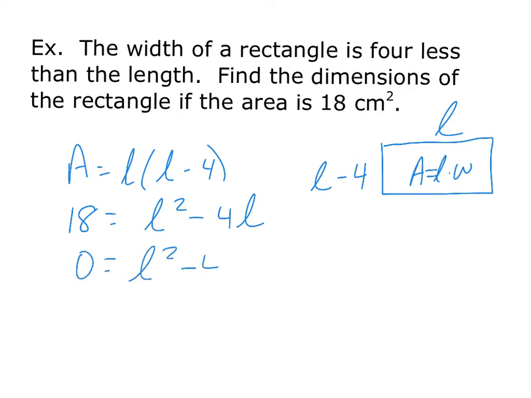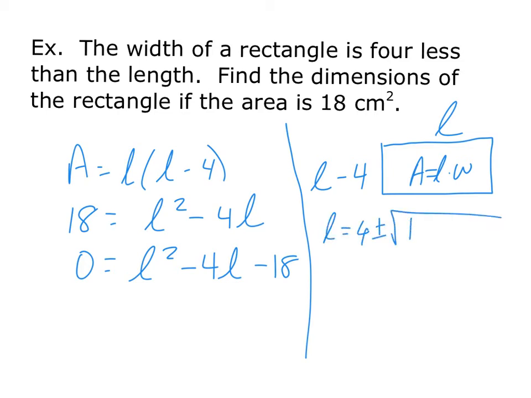L squared minus 4L minus 18. We're going to do either factor, I don't think that's factorable. We have to use the quadratic formula. Yeah, nothing multiplies. That's 9 and 2, 3 and 6. So we have to use the quadratic formula. So L equals, isn't my pen working? L equals negative b plus or minus the square root of 16 minus 4 times negative 18, all over 2.